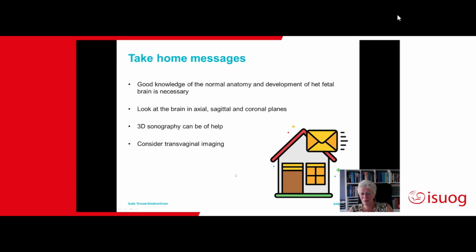So to conclude, a good knowledge of the normal anatomy and development of the fetal brain is necessary. Look at the brain in axial, sagittal and coronal planes. 3D sonography can be of help, and do consider vaginal imaging.